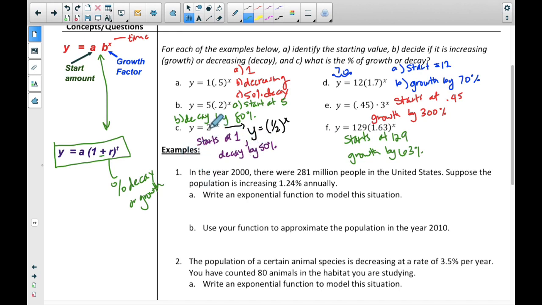Question C is written as 2 to the negative x power. Well, doesn't a negative power mean a reciprocal? And so I could actually rewrite this as y equals (1/2) to the x power. And that would mean it would start at 1. That 1 is an invisible 1 there. And it decays by 50%. Example F starts at 129 and goes up by 63%. So that's how you look at the formulas. Let's look at some examples now of how to use that.